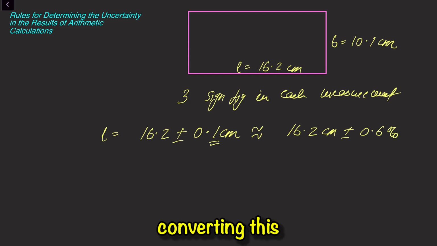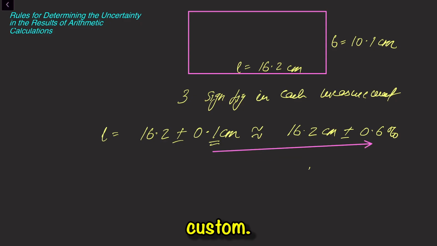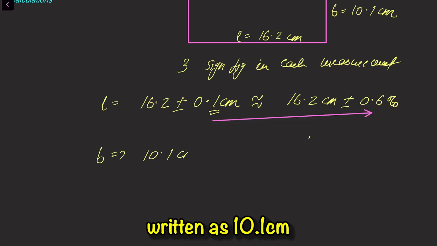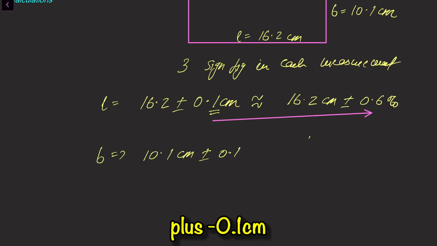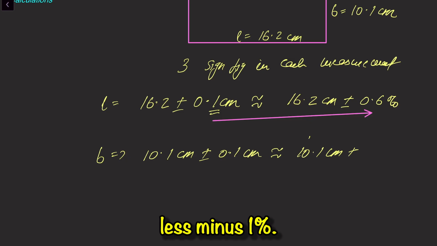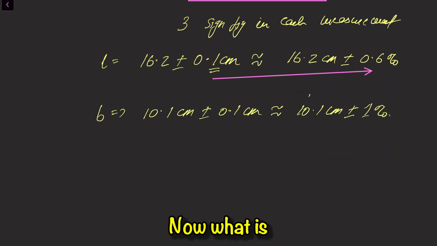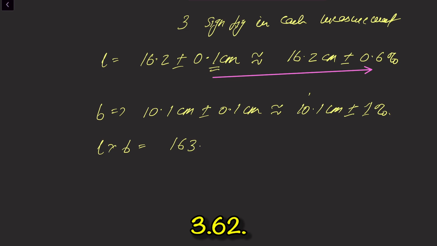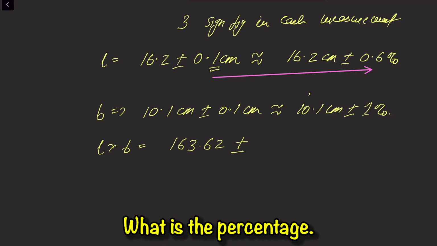So basically we are converting this to percent. Now what about breadth? Breadth can be written as 10.1 centimeter plus minus 0.1 centimeter, which can be written as 10.1 centimeter plus minus 1%. Now what is the product of length and breadth? So L into B equals 16.2 into 10.1, which is 163.62 plus minus what is the percentage?